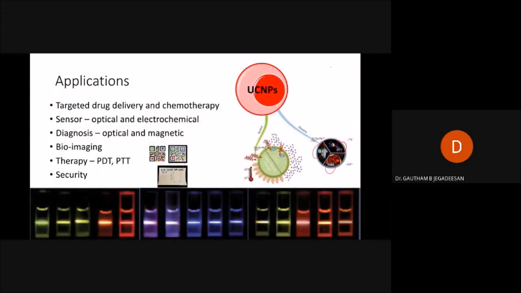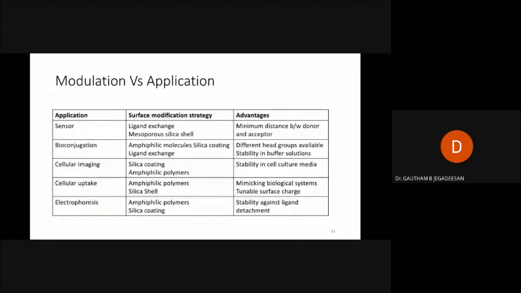You can look at the bottom of the slide, the different colors. It depends on the dopants and the concentration of the dopants. You can get any color out of this upconverting nanoparticle. Coming to the modulation versus application, here I'm showing you some of the applications for which you need to modify with a particular molecule. For sensor application, you have to go for ligand exchange in the mesoporous silica shell. For bioconjugation, you have to go for amphiphilic molecules, silica coating, ligand exchange, and so on. You can see the advantages later on. I will be sharing the slides with you.